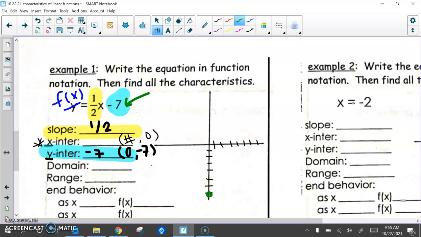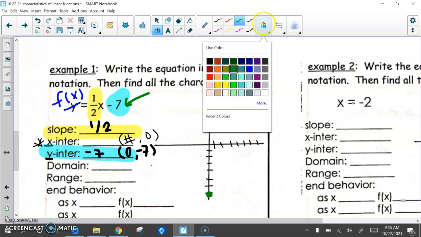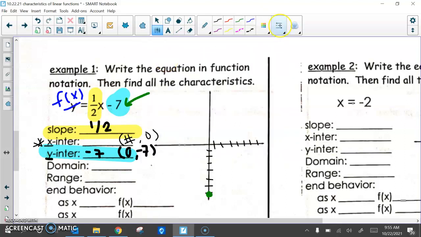And then my slope, remember, is rise over run. So rise over run is the slope. That means 1/2, so I'm rising 1 and running to the right 2. So I'm going up 1 and going over 2. Going up 1 and over 2. And then you draw your line. You need to have points when you're graphing these so they're accurate.